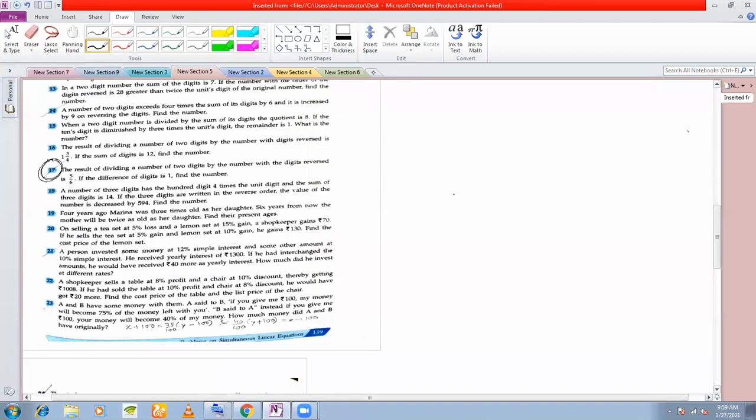Number 17. Coming back to number 17, I read again. The result of dividing a number of two digits by the number with the digits reversed is 5 by 6. First condition is very clear. Second condition, if the difference of the digits is 1, find the number. Difference means what? If I say the difference between 17 and 6, what does it mean? Can anyone tell me, if I say the difference between 17 and 6, what does it actually mean?